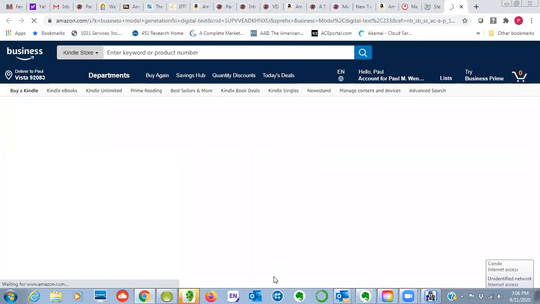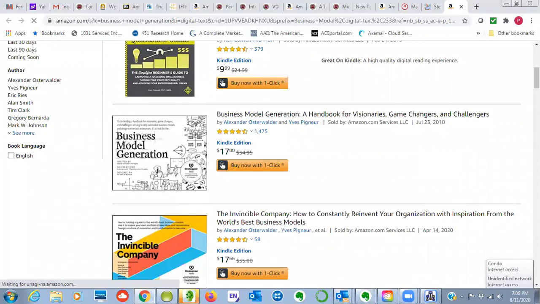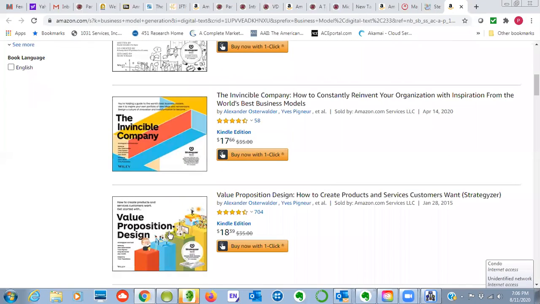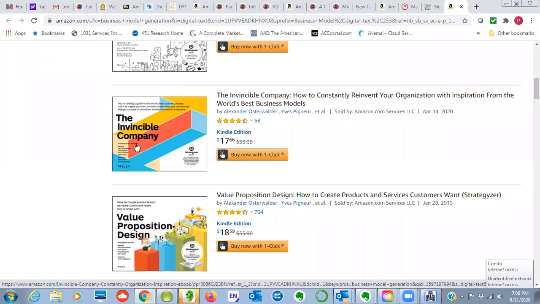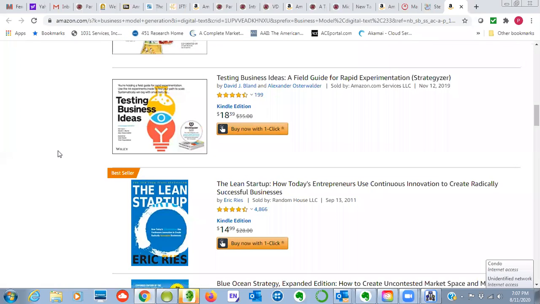So what I'm taking you to now is a book called Business Model Generation. And this is the book that introduces the idea of the business model canvas. The second book in the series was Value Proposition Design. And then there are 2 new ones. These are 2 different authors, Alexander Osterwalder and Yves Pigneur. So The Invincible Company and Testing Business Ideas are 2 other new books in that series, which I've not gotten or read.